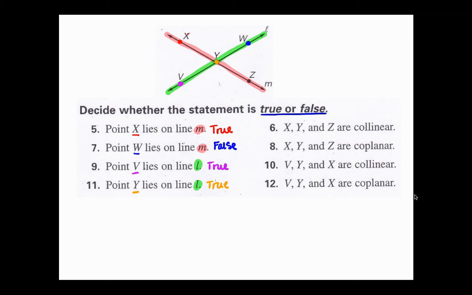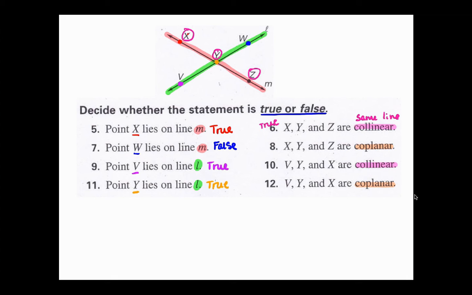In the next set of questions, we have two questions that talk about collinear, and then we have two questions that talk about coplanar. So collinear is when they're on the same line. So if I look at X, I look at Y, and I look at Z, since they are all on line M, this one is true.